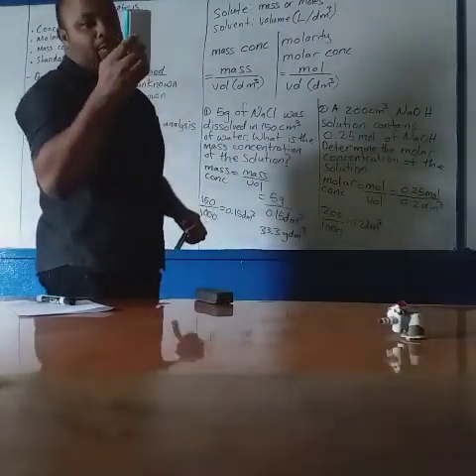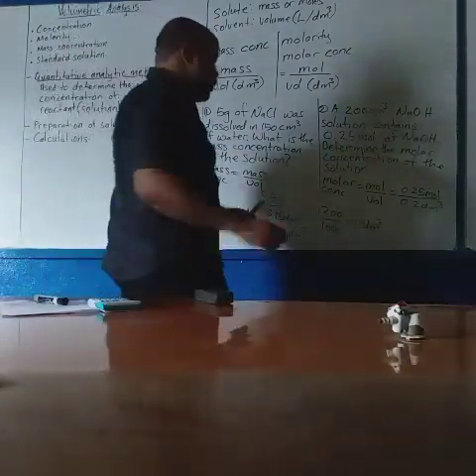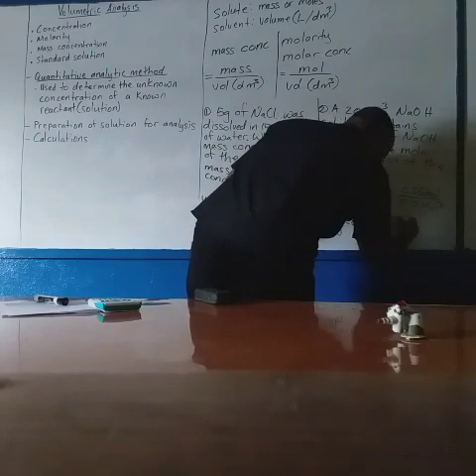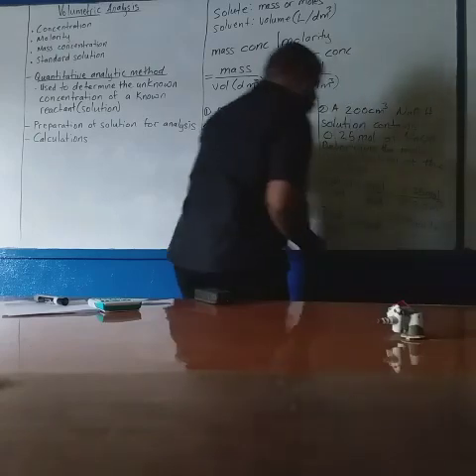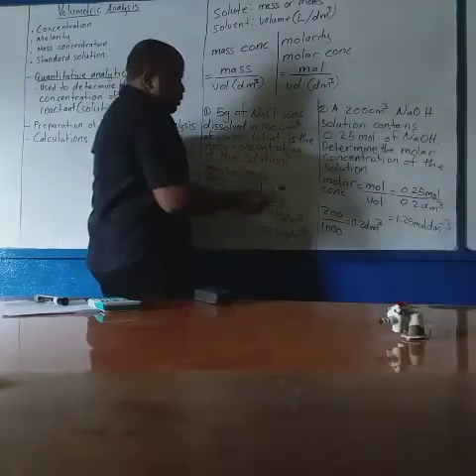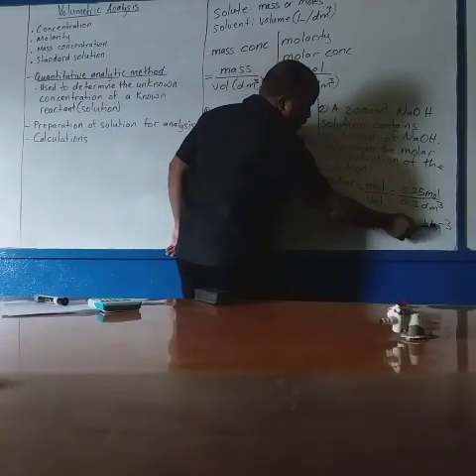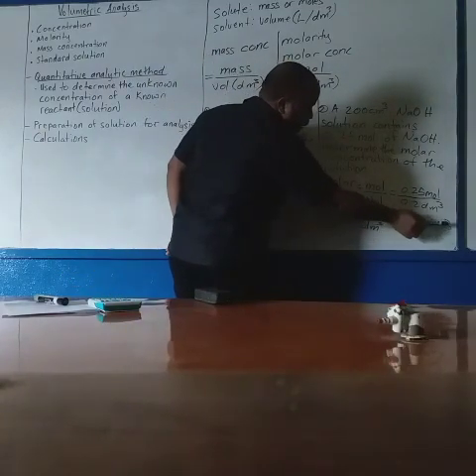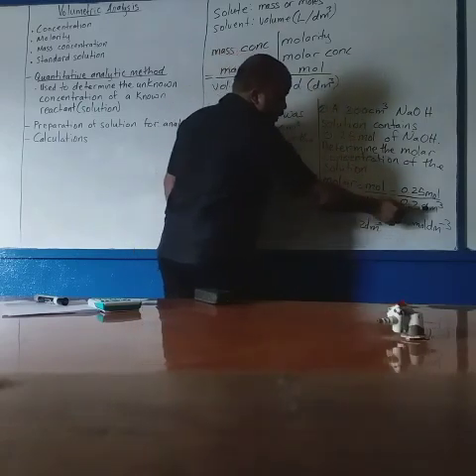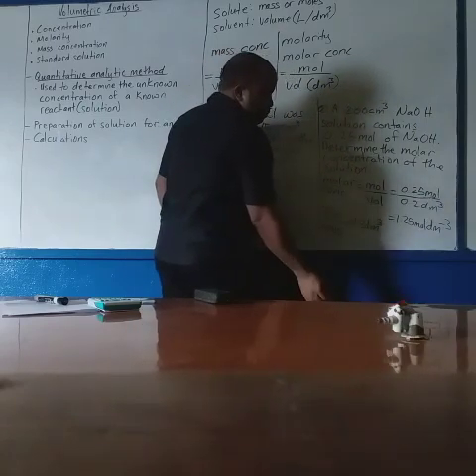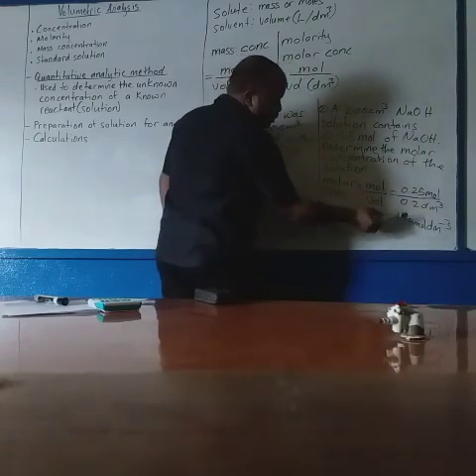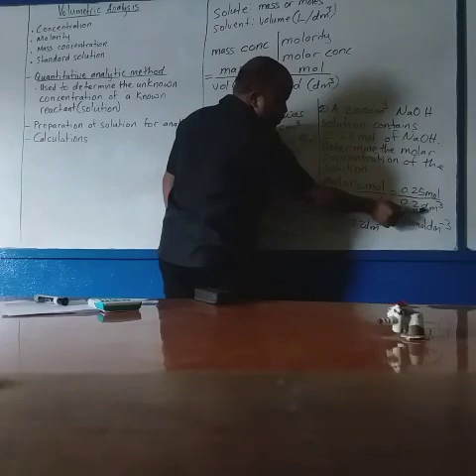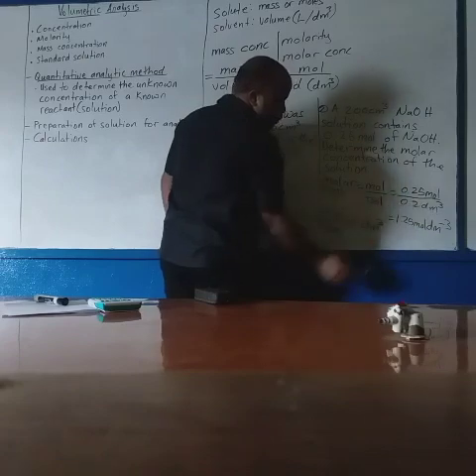1.25 moles per dm³. So the answer is 1.25 moles per dm cube. Notice the dm cube here, it says it has -3, but the one here it's just dm3. The -3 here is signifying that you divided the mole by the volume, which is dm cube.